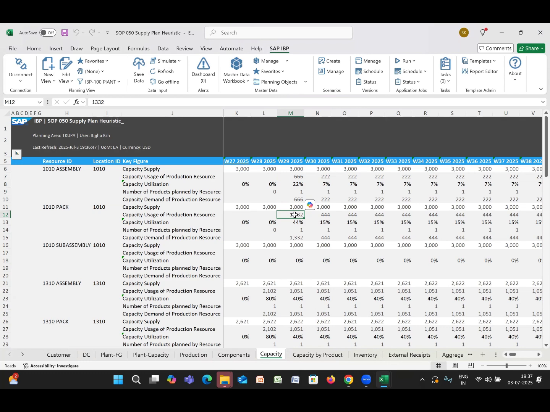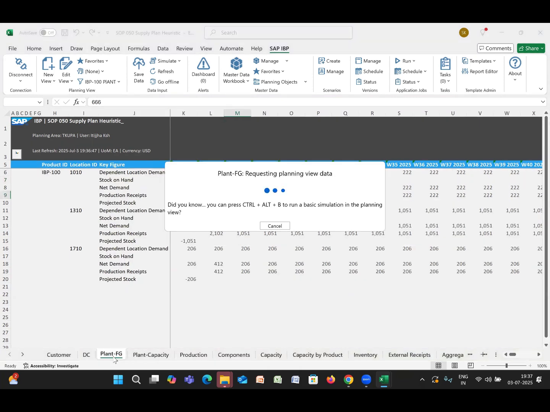For 1010, for 1332, it is also calculating the same number, the 666, as a combined number for the 1010 pack as well. Like 666 for 1010 pack as well, and 666 for assembly as well. So, okay, just explain why do we see 666 in the 1010 assembly? From where is this number coming? What drives this number? Plant FG production receipt. So what does this mean? Here 666 means what?